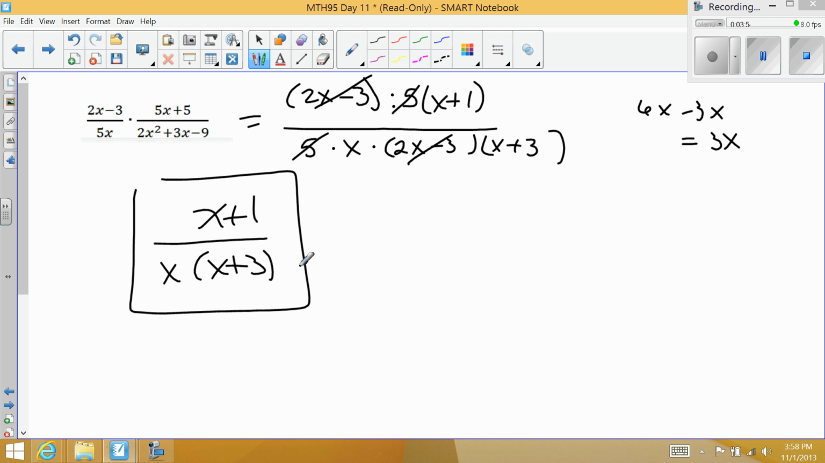I would recommend leaving your answer this way. You could multiply out the denominator for an x squared plus 3x, and there's nothing wrong with that. But depending on what we might be doing next with some of these rational expressions, it's probably going to be more convenient to leave the denominator in a factored form.